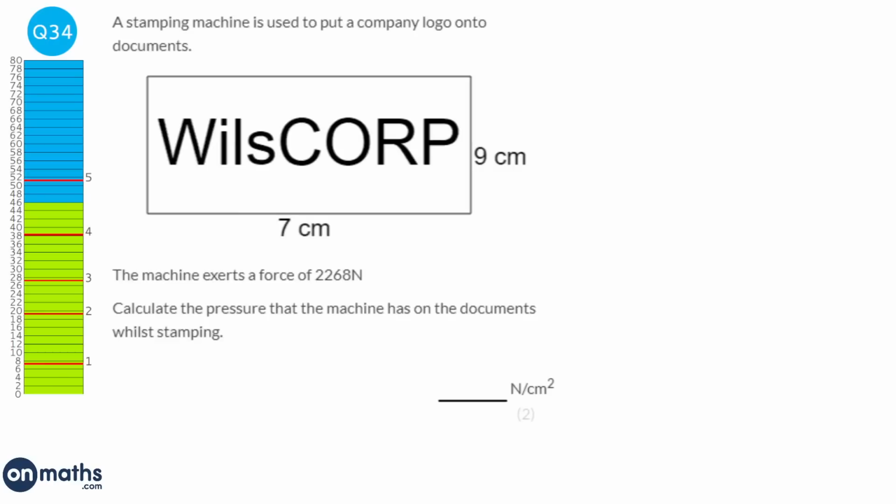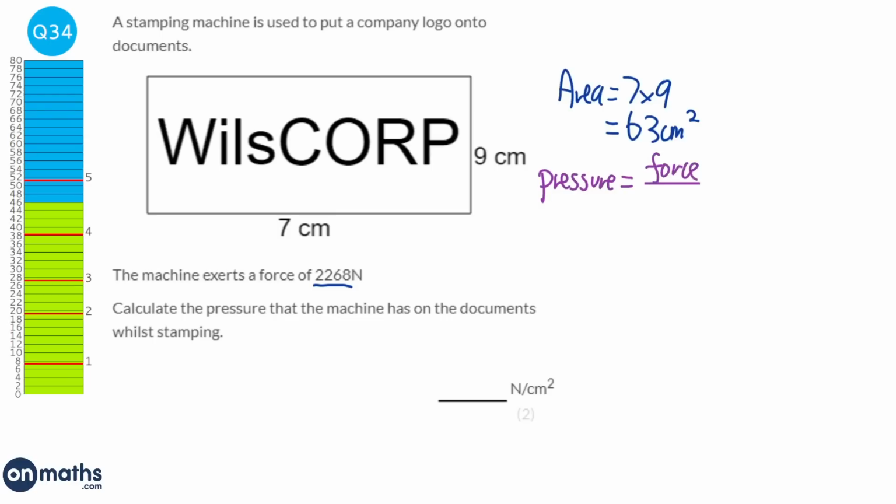To find the pressure, we need the area and the force. We're given the force in the question, so all we need to do is find out what the area is, which will be the 7 times the 9, which will be 63 centimeters squared. The force is given to us in the question, so what we can do is write down the pressure formula, which says that pressure equals the force divided by the area.